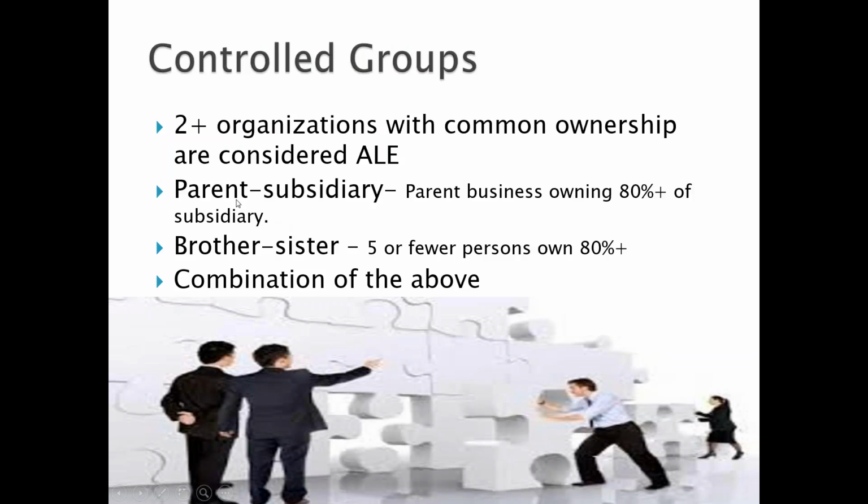So there's a number of tests here. One is a parent-subsidiary, where the parent business owns 80% of the subsidiary. If that's the case, then I would count them as well as the subsidiary in the total to determine if I'm an applicable large employer. There's also the brother-sister calculation: 5 or fewer persons who own 80%, then they would count those organizations that fall into there, and there could be some combinations thereof.